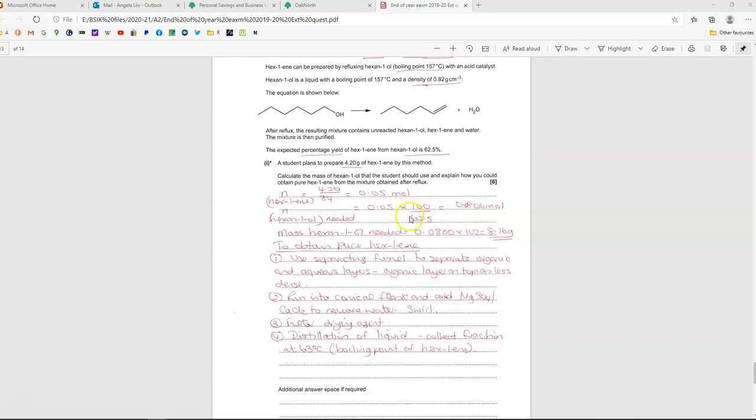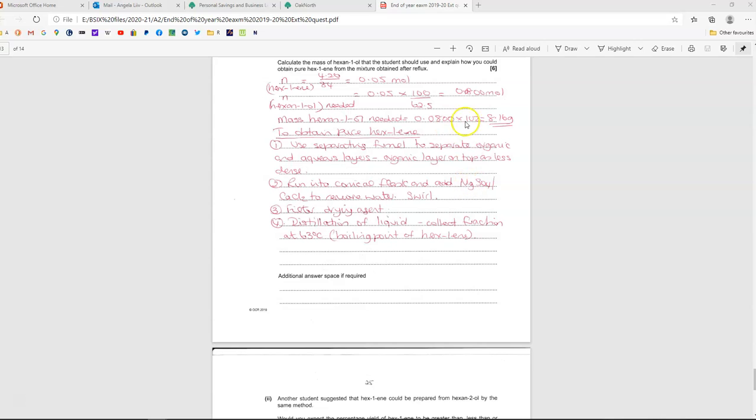So you need to times it up by the factor. So basically 100 divided by 62.5. So you're multiplying this effectively by 1.6. So you actually need 0.08 moles. And then you can work out the mass of that. Once you know the moles, you can work out the mass of hexan-1-ol needed.